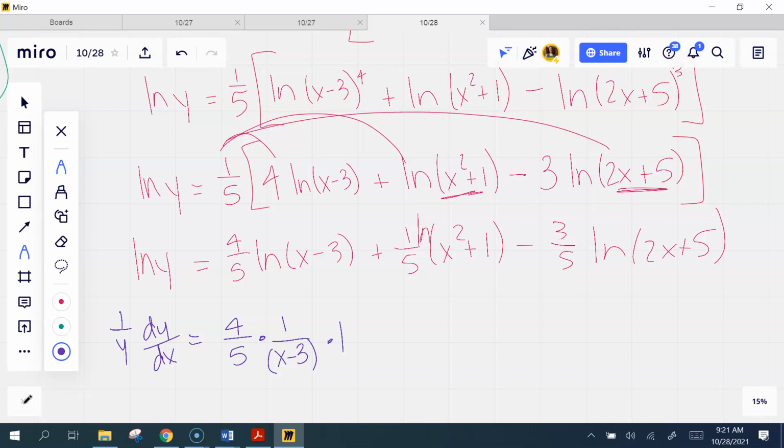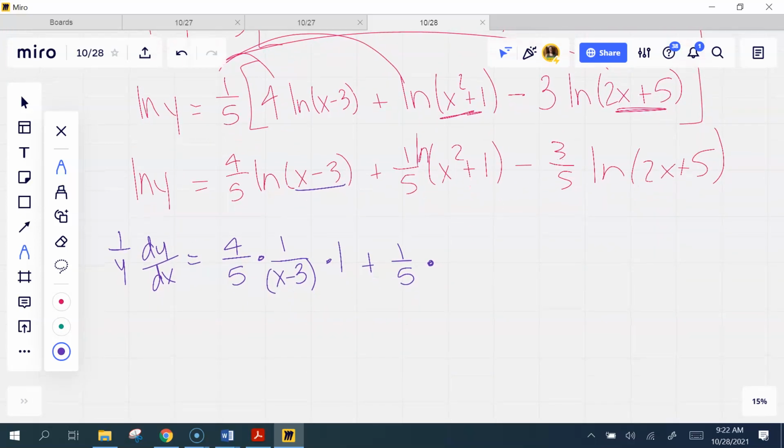Wait, how do you know? Because the derivative of x minus 3 is 1. Oh, yeah. Okay. Plus 1/5 times, you will on this one, you're exactly right. Wait, hold on. Why did we do times 1 at the end? That's the chain rule. The derivative of x minus 3 is 1. The derivative of x squared plus 1 is 2x. Two is my chain there.